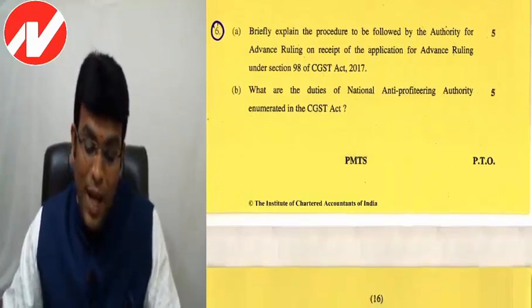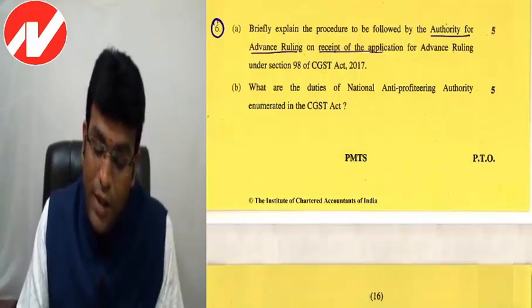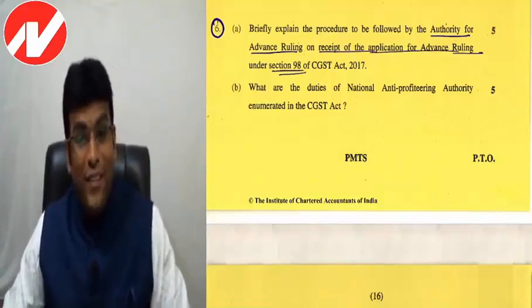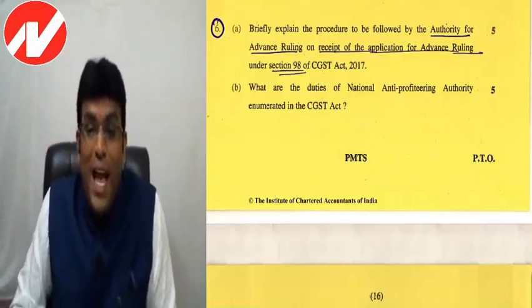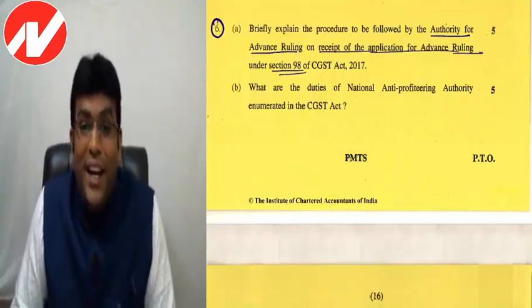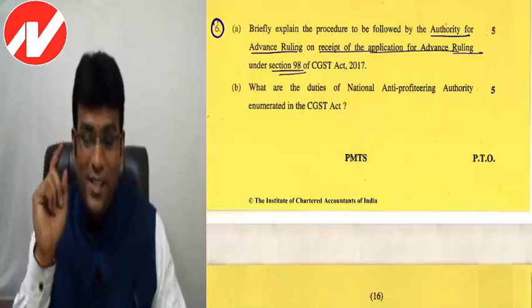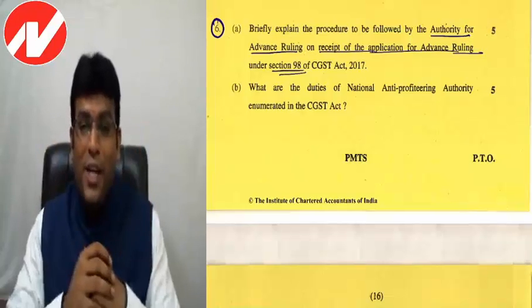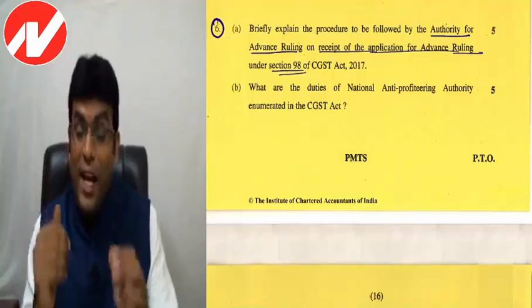Briefly explain the procedure to be followed by authority for advance ruling on receipt of application for advance ruling under section 98. An interesting theory question. Whenever we make application for advance ruling, they will definitely give an opportunity of being heard before passing the ruling. And generally, they give a ruling within 90 days. An interesting point to be noted is that advance ruling authority will not allow the application in 2 cases. 1, the question raised in the application is already pending, or second case, question raised in the application is already decided.